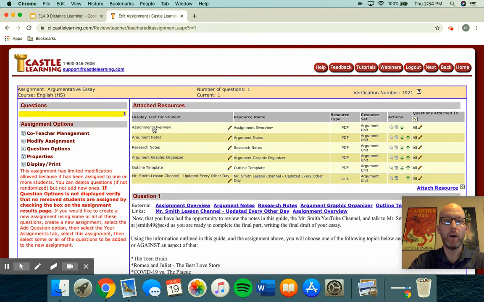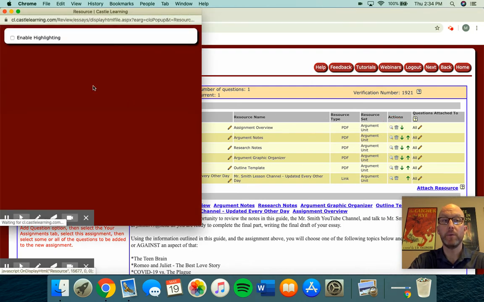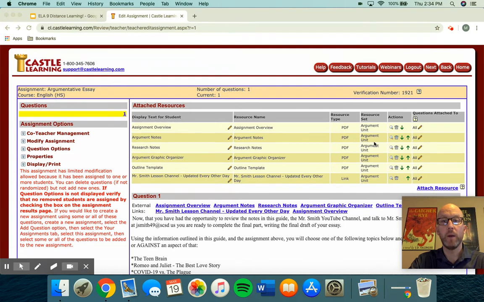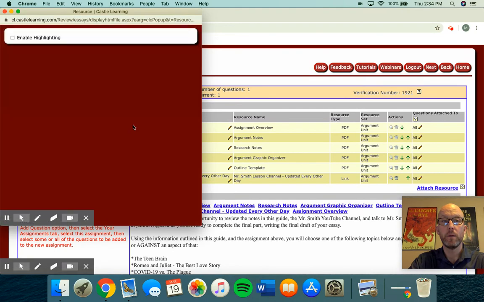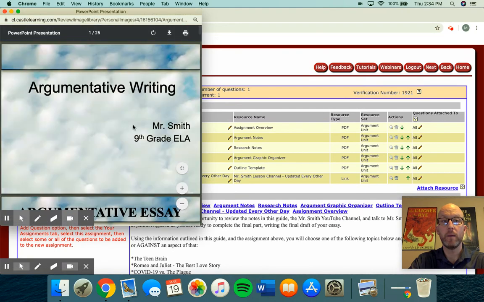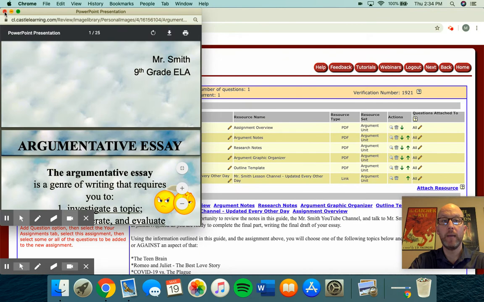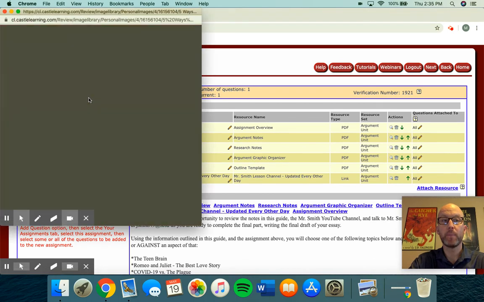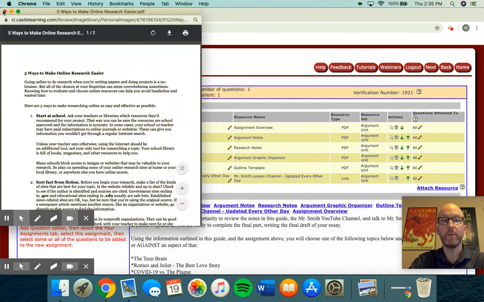And I don't know how it displays. It says display text for you guys, so I'm assuming it shows the same thing. When we look at that, what you should see is up here you see again this sheet, same link, right? You have the argument notes, which are, again, if we look at those, what we just looked at in order, right? Then you have the research notes, which we'll get into in a couple days, how to research. 5 ways to make your research better.